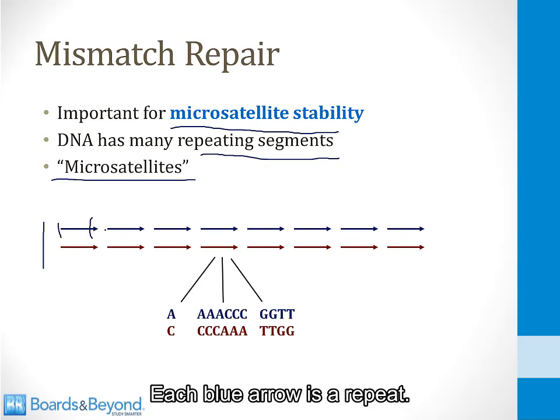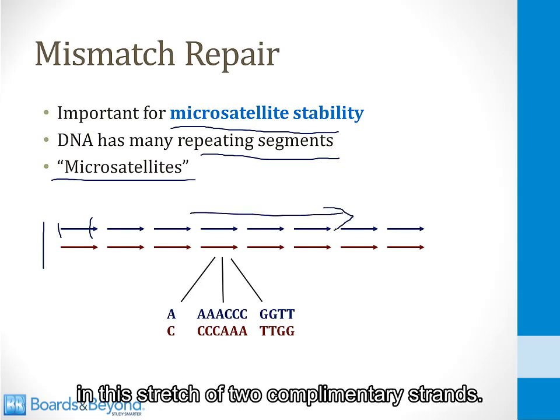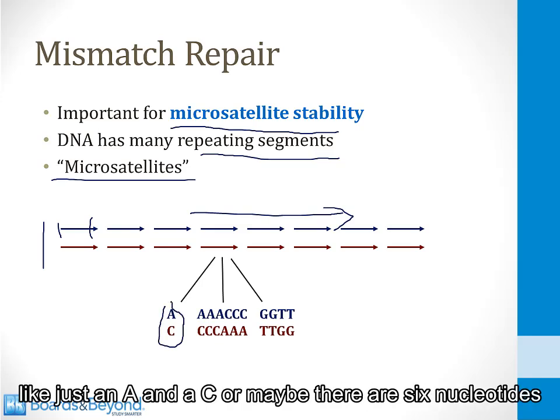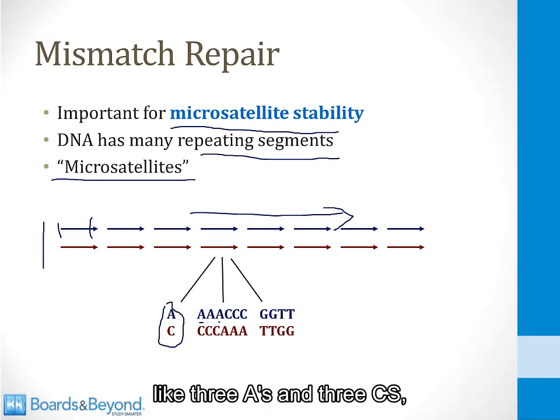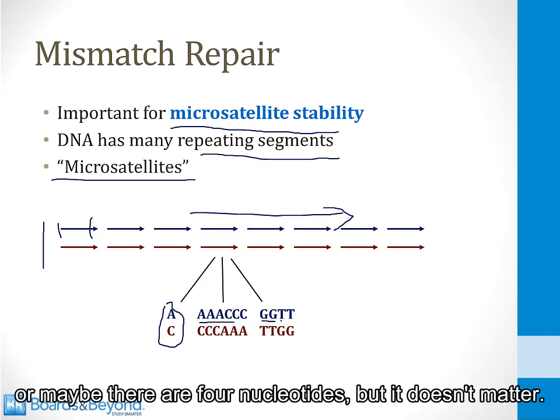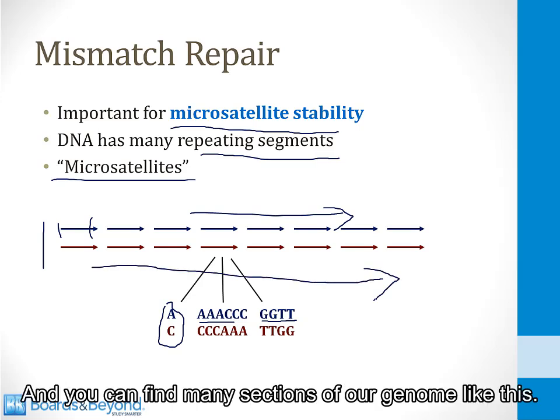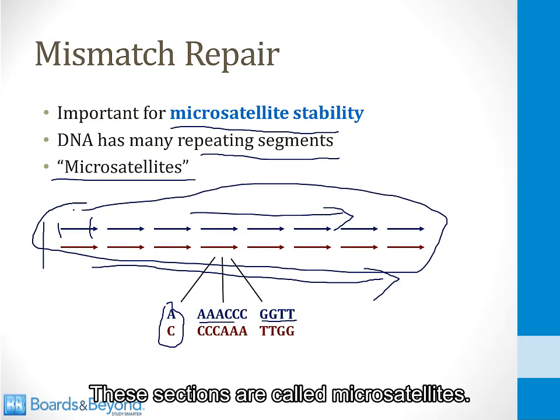Each blue arrow is a repeat, and there are many of these in this stretch of two complementary strands. And the repeats could be a single nucleotide, like just an A and a C, or maybe there are 6 nucleotides, like 3 A's and 3 C's, or maybe there are 4 nucleotides. But it doesn't matter. The point is that they repeat over and over again through this stretch of DNA. And you can find many sections of our genome like this. These sections are called microsatellites.